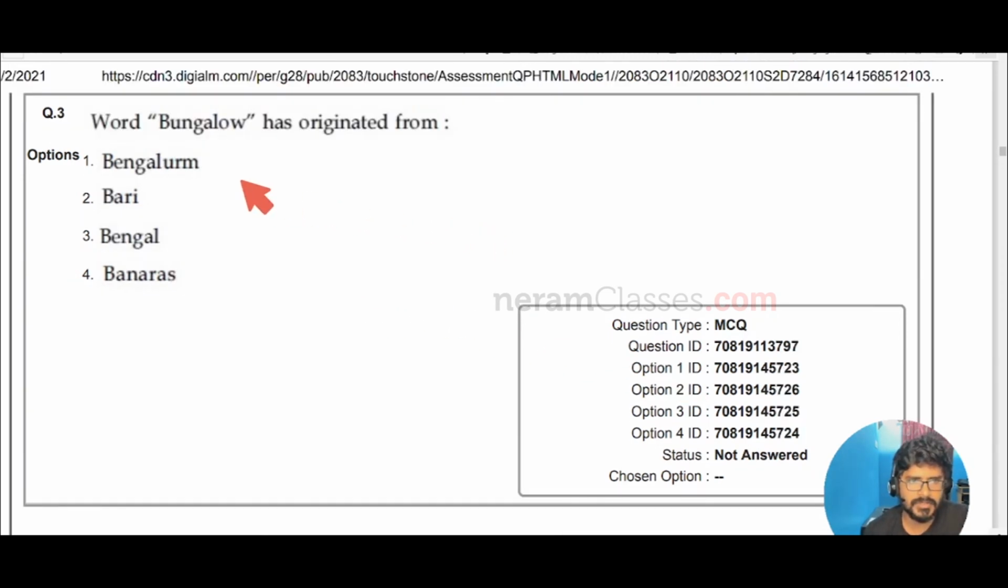So the third question is, the word Bangla has originated from which of the following options? As we all know in India, generally Bengal or Bangladesh we used to call as Bangla. The word Bangla is a Bengali word that means a palace or a very big residence. They call it a bungalow. So later it was also adapted to our daily language. If we see some palace, we used to say that it's a bungalow. So this word has its origin from Bengal. So this is the answer for this question.